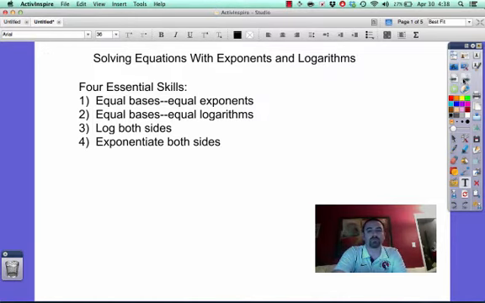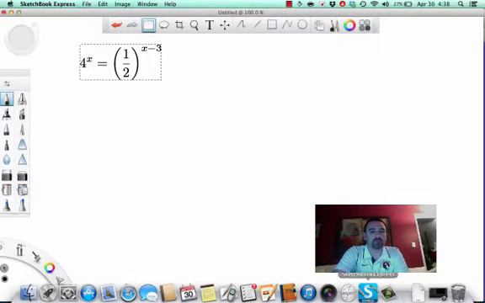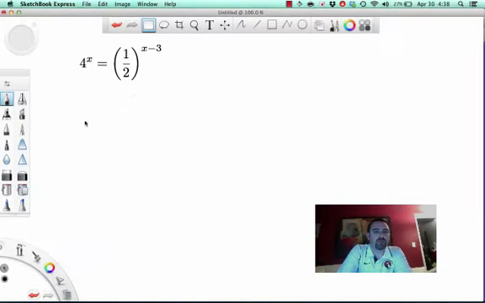Let's take a look at the first problem. The first problem is equal bases equal exponents. Here we go. So what I have here is 4 to the x equals 1/2 to the x minus 3. And you notice that 4 is not the same as 1/2. But you notice also that 4 and 1/2 are similar. So I'm going to use the fact that 4 and 1/2 have some kind of relationship. I can write 4 as 2 squared, and I can write 1/2 as 2 to the negative 1.